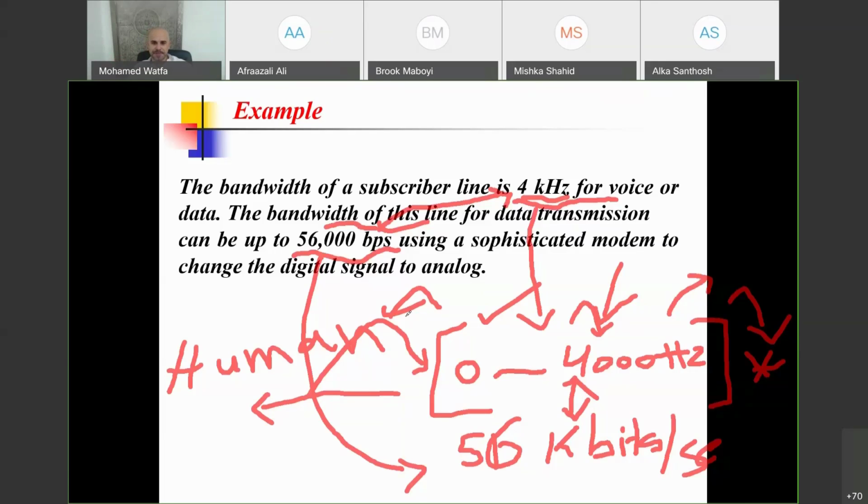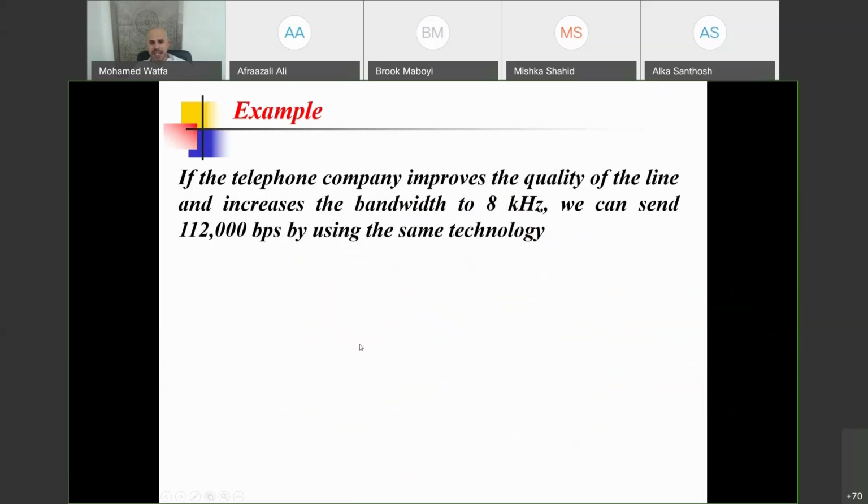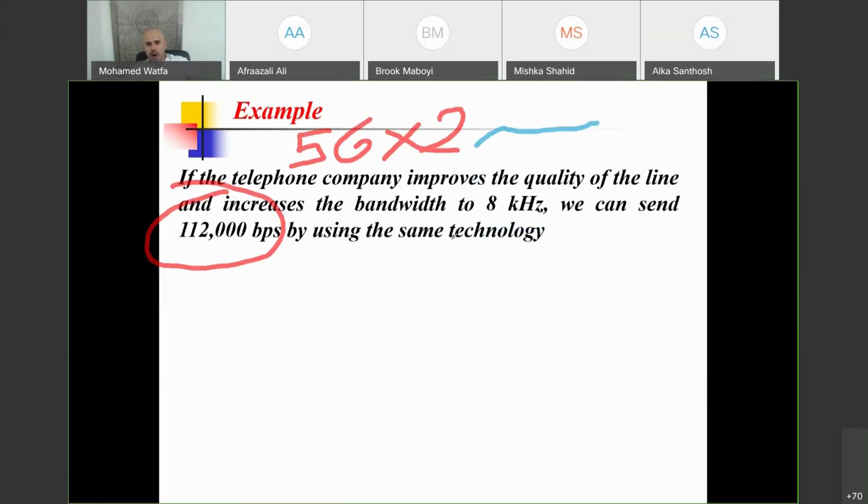Very good. So let's do another example. Again, if a telephone company improves the quality of the line and increases the bandwidth to 8 kilohertz, you could expect I could also increase how many bits I could send. It was 56. I doubled it, right? Very easy. Of course, if you give me more frequency, you give me more bits. Common sense. If you make a big window in my house, I could send and receive more. That's the bits per second. Okay?